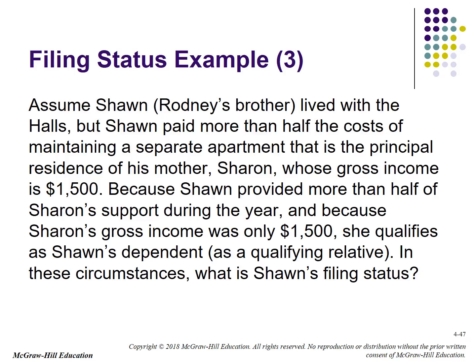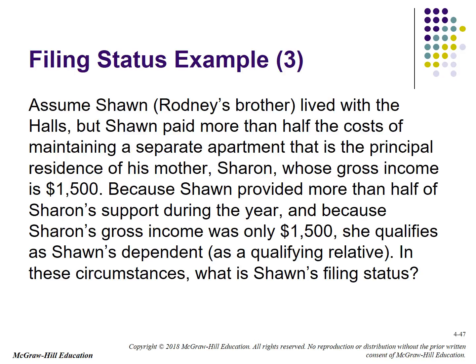She meets the first two, U.S. citizen, and she's not married. She meets the relationship test as a qualifying relative. She's his mother. Sharon's his mother. Okay. She meets the income test. Her gross income is only $1,500, much lower than $4,050. Okay. And Sean provides more than half of her support. So she is his qualifying relative on the tax return.